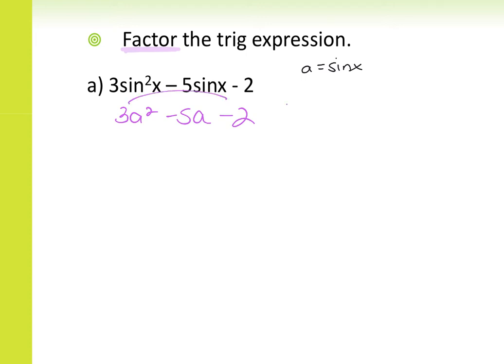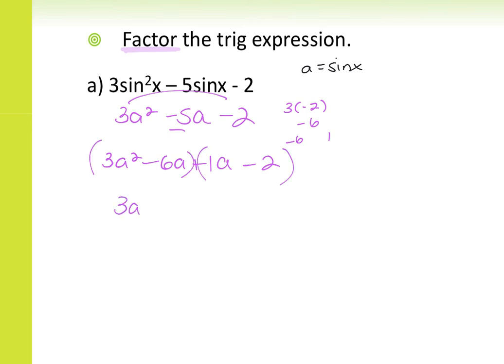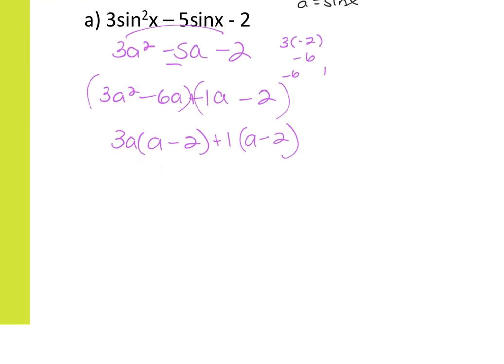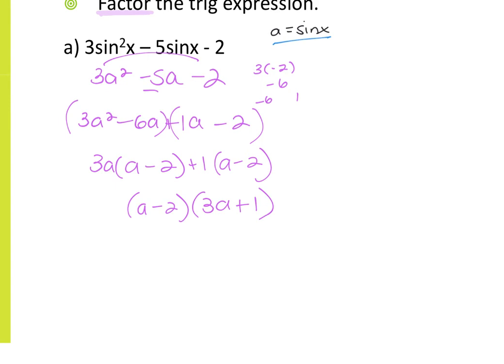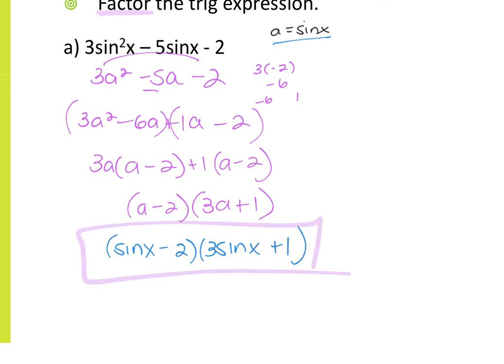So I can multiply first times last here, and I get negative 6. Find the factors of negative 6 that sum to negative 5: negative 6 and positive 1. Substitute them back in place of the negative 5a, and then factor by grouping. Take out a 3a, and the second one is already matching. So I'd get a minus 2 and 3a plus 1. We made a from sine of x, so I have to take that sine of x and plug it back in. So there's the factored form.